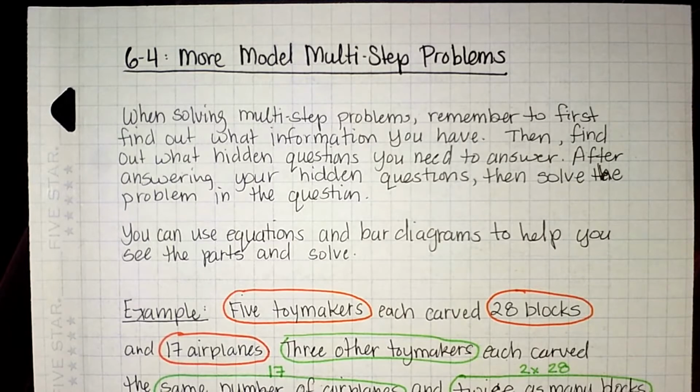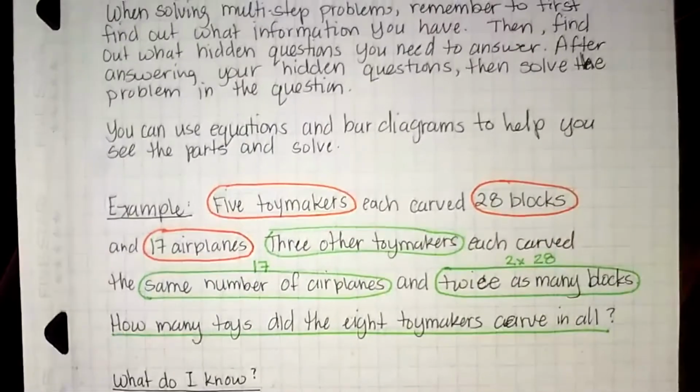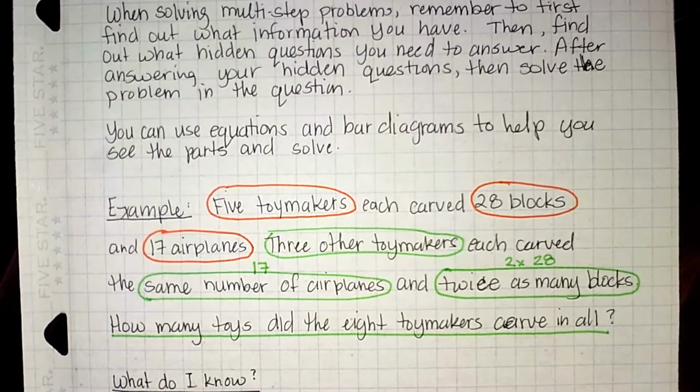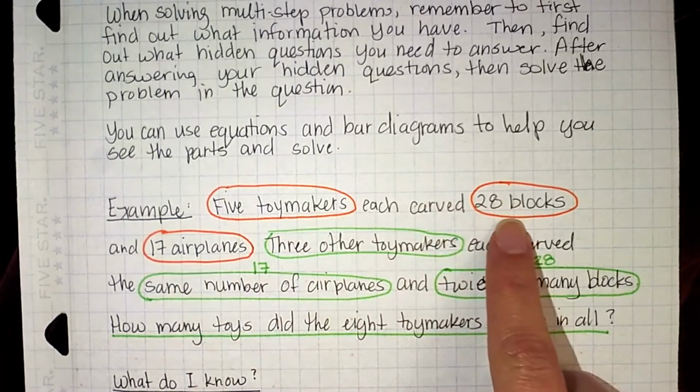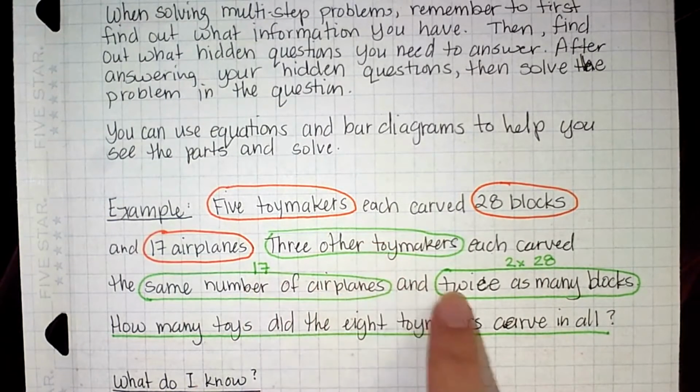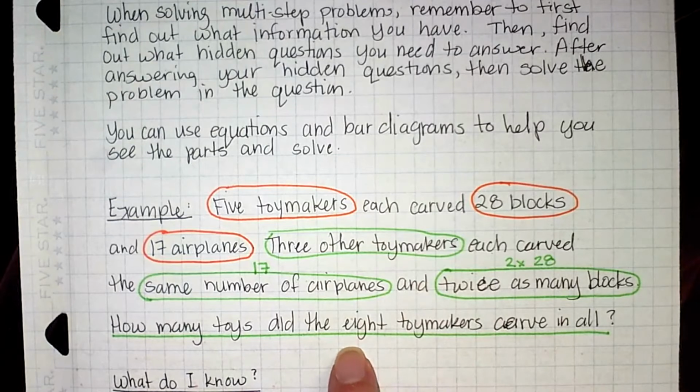Now I've given you an example question here, and you can see that I use two colors, and we're going to understand why in just a moment. 5 toy makers each carved 28 blocks and 17 airplanes. 3 other toy makers each carved the same number of airplanes and twice as many blocks. How many toys did the 8 toy makers carve in all? So for this, I used two colors. My 5 toy makers, I circled their information in orange. The other 3 toy makers, I circled their information in green, and then I answered the question.